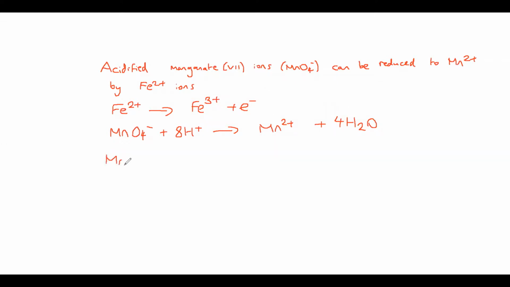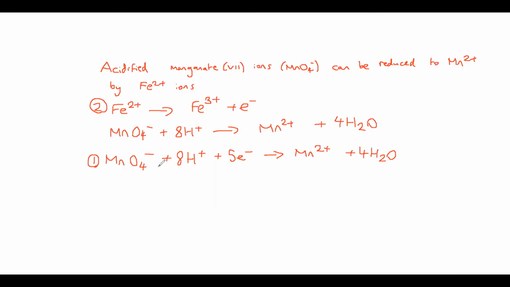So this means we need to add 5 electrons to the left-hand side in order to cancel out our charge. So if we add our 5 electrons, going to Mn2+ plus 4H2O, we can see that we're now fully balanced here and our half equation makes sense. Now all we need to do is balance our electrons from this half equation and this half equation. This is our reduction half equation. This is our oxidation half equation.